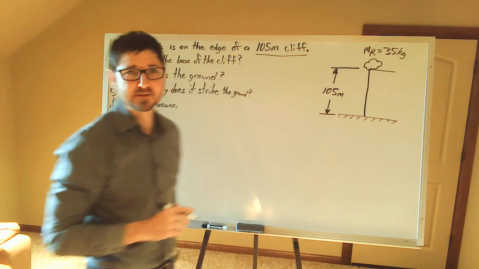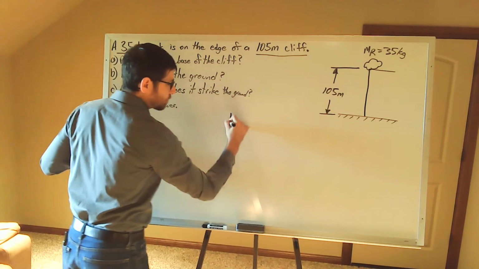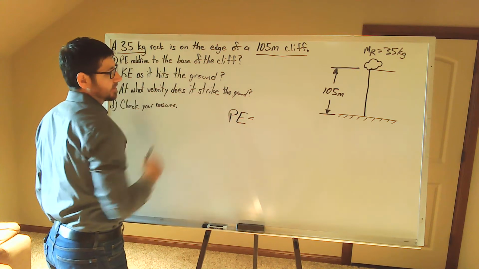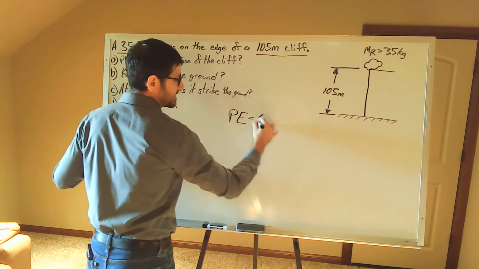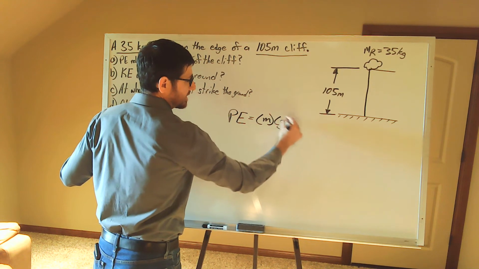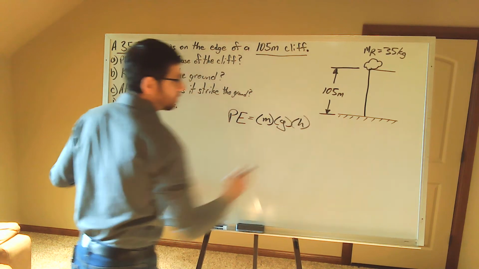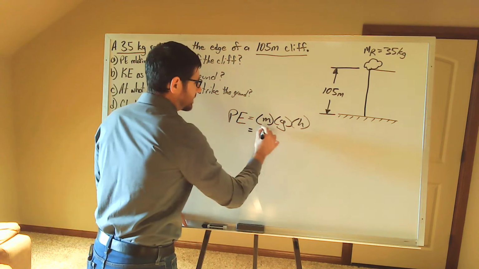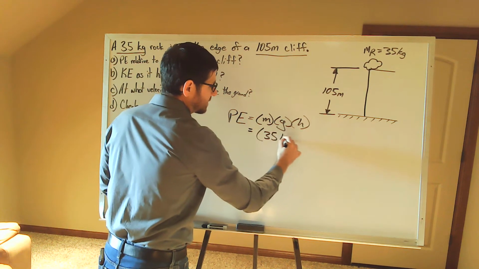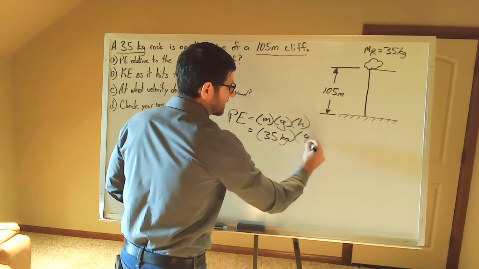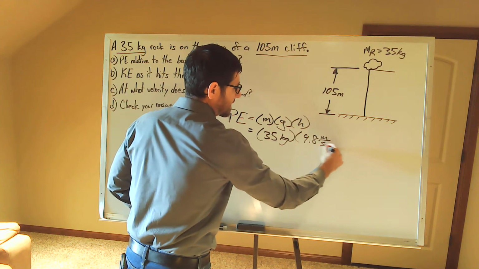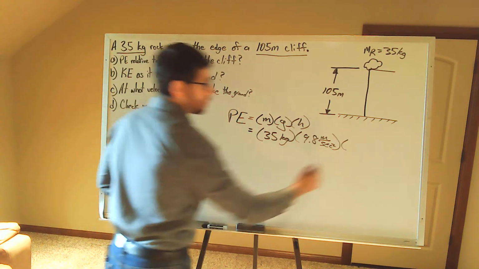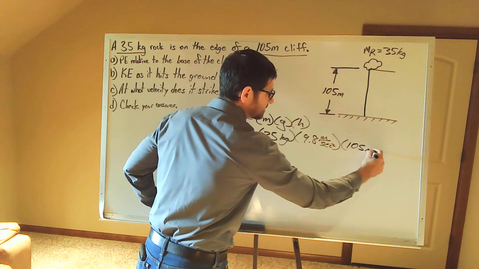Okay, in part A, it wants us to calculate the gravitational potential energy relative to the base of the cliff. So we're going to use PE, the gravitational potential energy for an object, is equal to mass multiplied by the acceleration due to gravity multiplied by the height above the reference level. So what we have is 35 kilograms times 9.8 meters per second squared multiplied by the height, which is 105 meters.